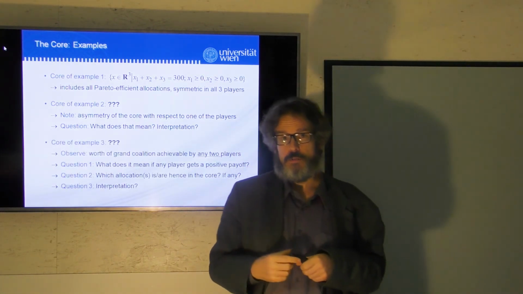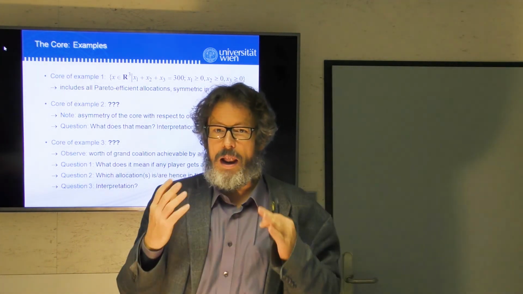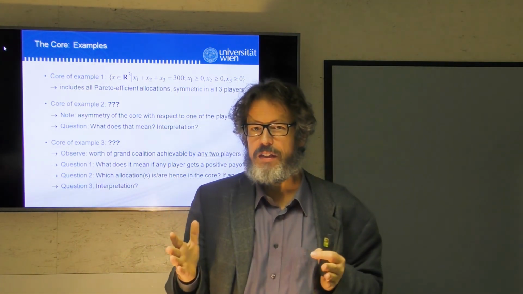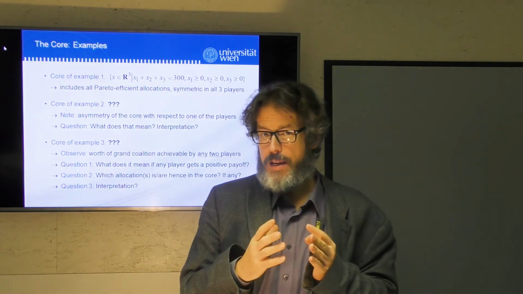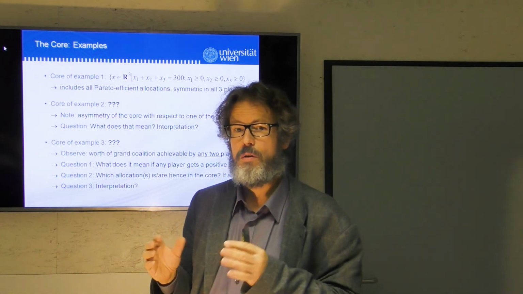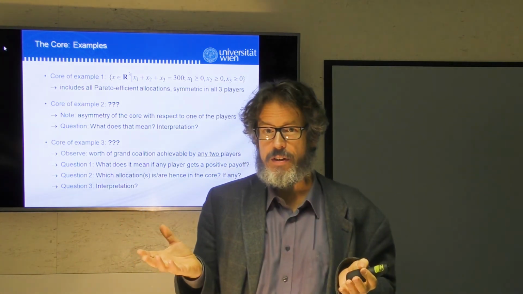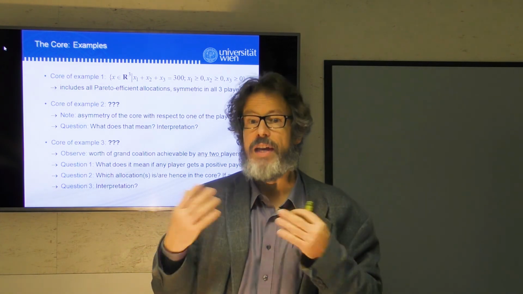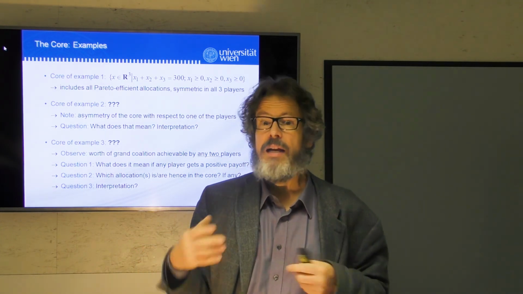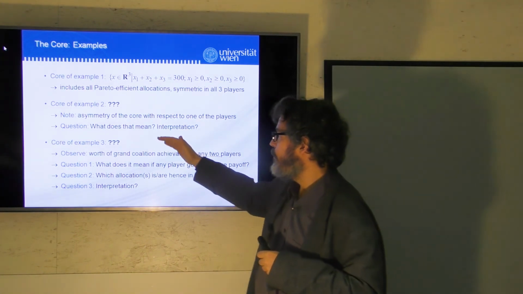And then we have a third version of this game. And the third version said, well, we have to divide the $300 between any pair of 2 players. So either player 1 and 2, or player 2 and 3, or player 1 and 3. If one of these 3 groups agrees on a distribution, they get the money. Again, I leave it to you to discuss the core for this example.